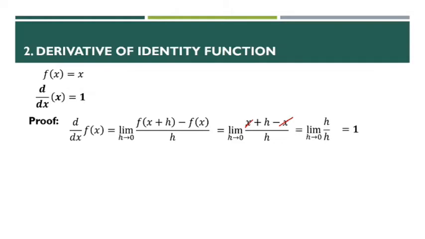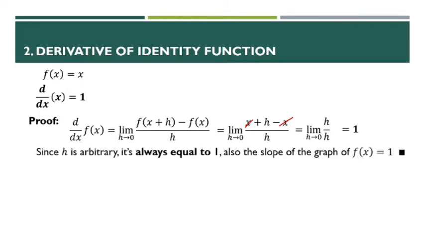So whatever the value of h, it is always equal to 1. Even as it approaches 0, where 0 over 0 is indeterminate, what we take is only the numbers approaching 0. So it is equal to 1. Since h is arbitrary, it's always equal to 1. So h over h is equal to 1. Also, the graph of f of x is equal to x, the identity function, has a slope of 1.